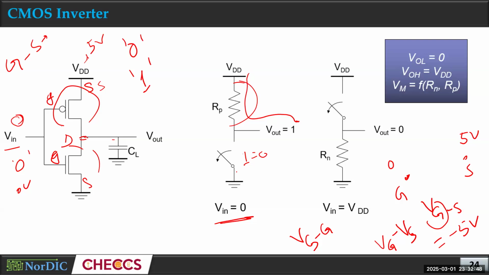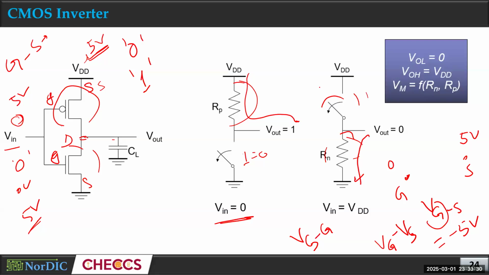For the opposite case, when we have logic 1, we have 5 volt applied here. So the NMOS has a high positive voltage and will turn on, with a resistance in the on state. The PMOS has 5 at the source and 5 at the gate, so 5 minus 5 is 0 volt. For PMOS we need a negative voltage to turn it on, so 0 voltage cannot turn it on. That's why this is off, and the current now flows only through this path. There is no current flow through the pull-up network.